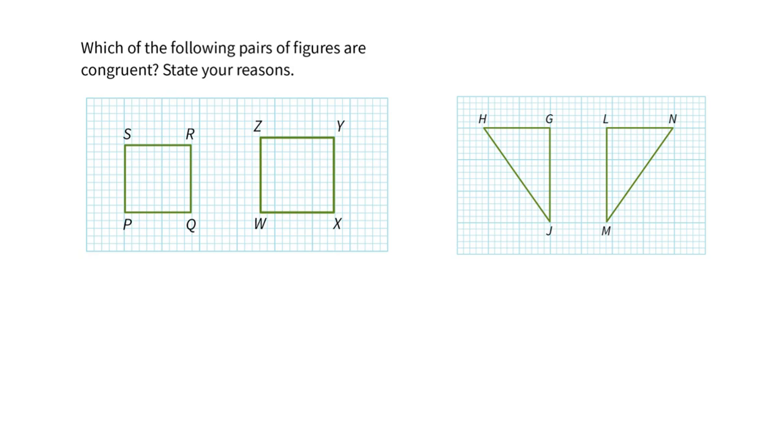Alright, so we are given two sets of figures. Let's take a look at the first one where we are looking at this square. Do you think they are congruent? No. Why not? Because not all the corresponding sides are equal. Yes. So for this pair of squares, they are not congruent.